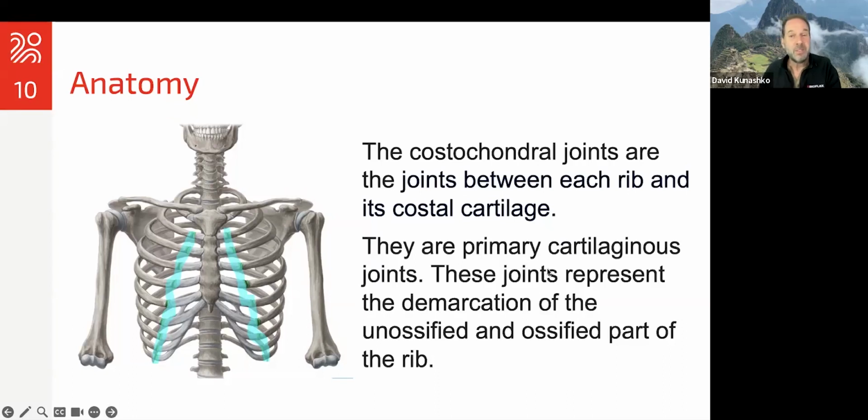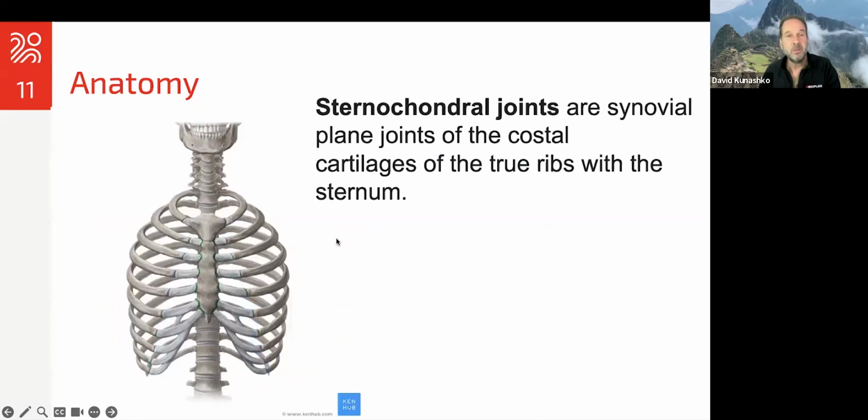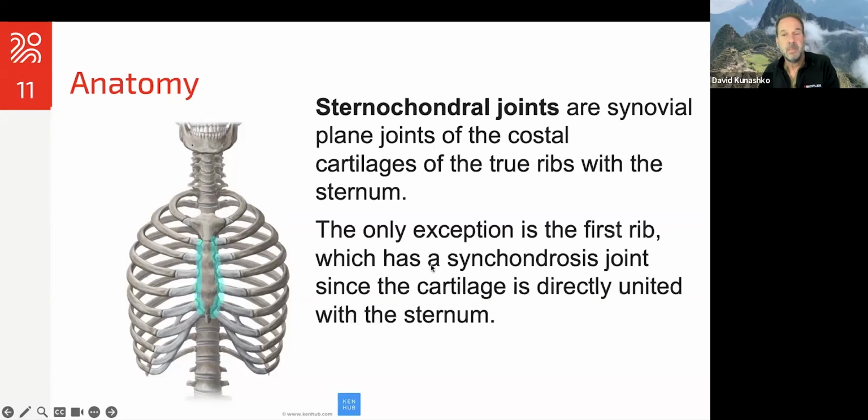These are primary cartilaginous joints, and they represent the demarcation of the unossified and the ossified part of the rib. So out front, it's actually cartilage that's the articulation with the rib itself. And then, of course, there are the sternocostal joints, which are the synovial joints between the sternum and manubrium and the costal cartilage. These joints, with the exception of the first rib, are more of a synchondrosis. It's cartilage directly united with the sternum itself.